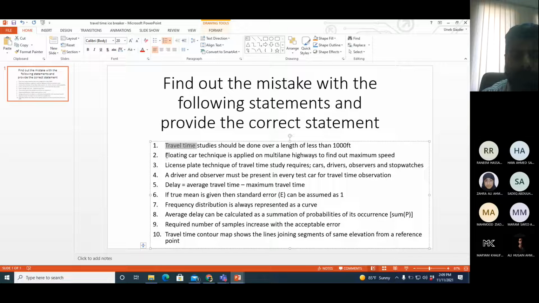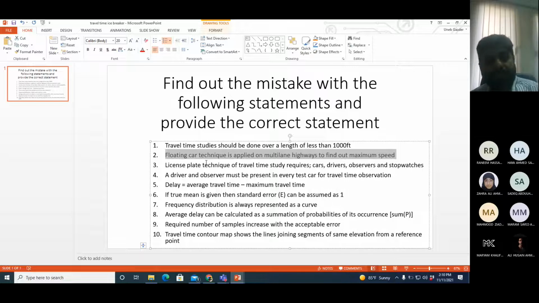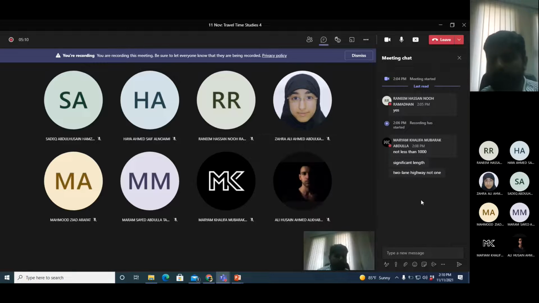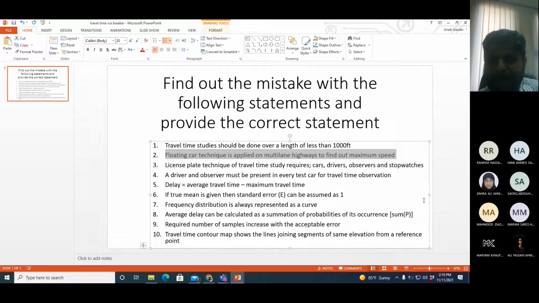Okay, moving on. Floating car technique is applied on multi-lane highways to find out the maximum speed. How can we correct it? Yes, Mariam. Very good. Two-lane highway. It is applied on two-lane highways. Anyone else want to add something or give me some other correction? So she is correct. This should be replaced with two-lane, not multi-lane.